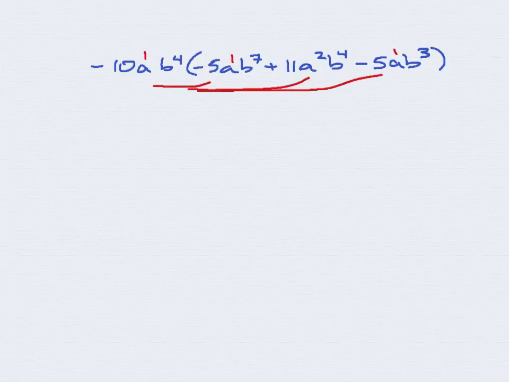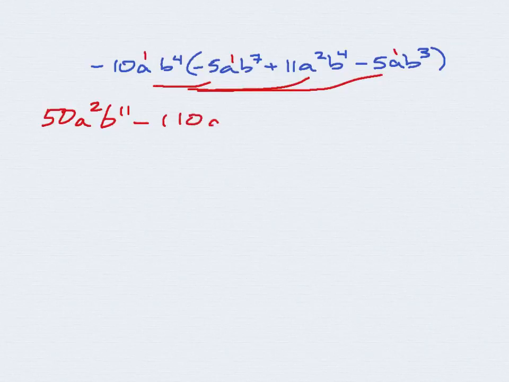So a negative 10 times a negative 5 is going to give you a 50. An A and an A is going to give you A squared. And B, when you add them all up, 7 and 4 is 11. That's the first term. Take your negative 10, multiply it by the positive 11 is going to give you a minus 110.